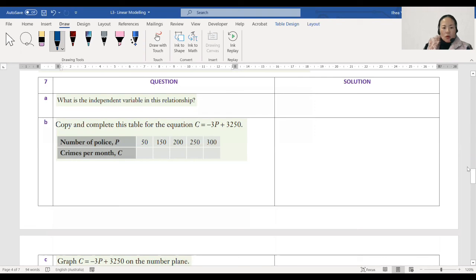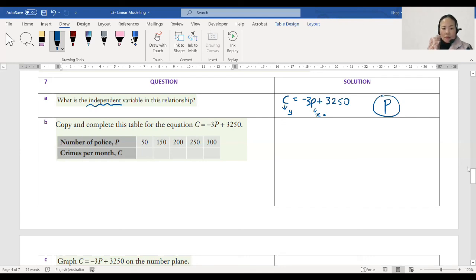Part A. What is the independent variable in the relationship? Okay, so C equals the equation that's given to us plus 3,250. So that's our y, right? That's our x. And we said here independent means free to move around. That was x, wasn't it? Right? X. And therefore, P is our independent variable. Okay, so that was easy.